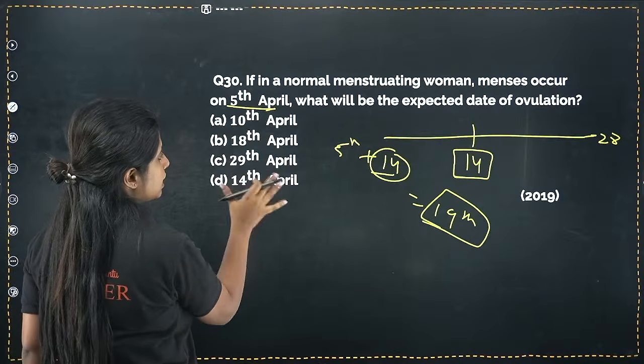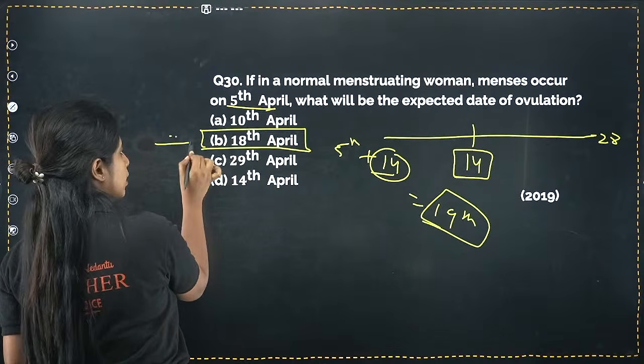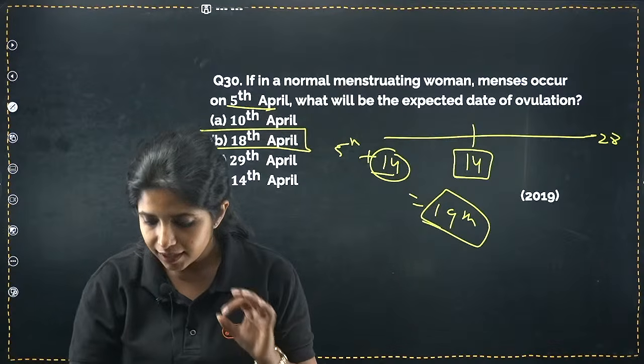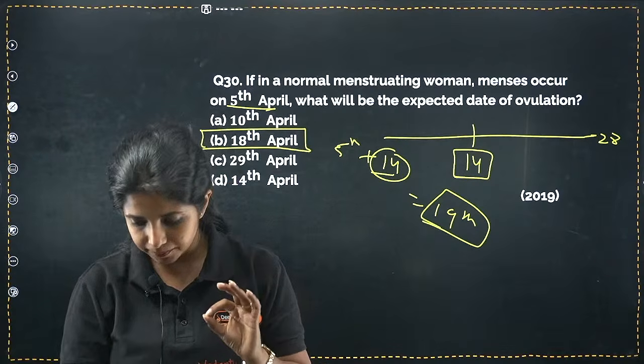And the closest to 19th that we have over here is 18th of April, which is why your answer for this question is going to be B. Got it? Your answer is going to be B.